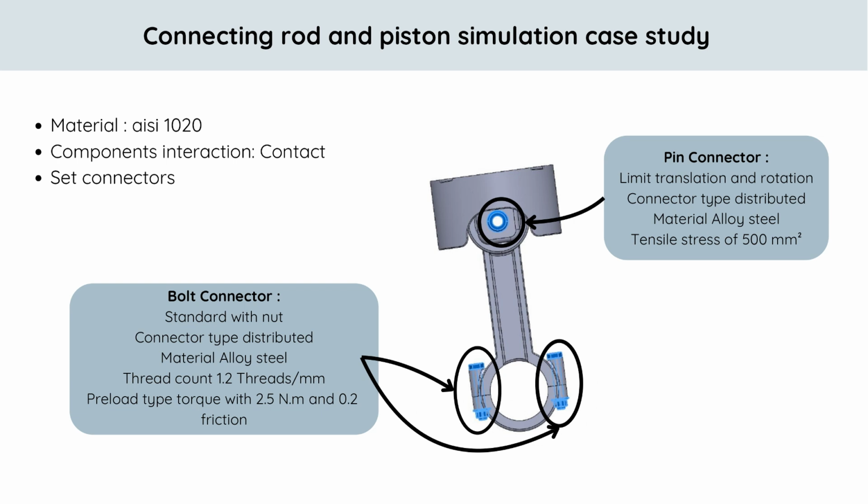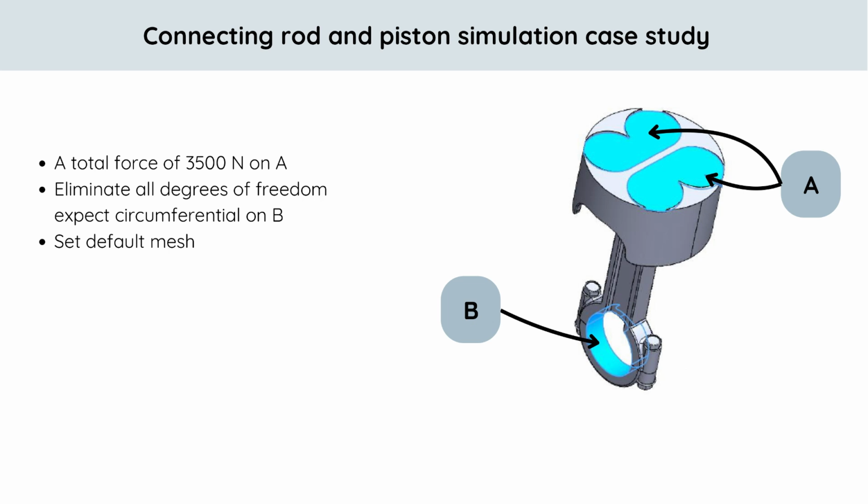First, we have to set our materials. We're going to set it as AISI 1020, set our component interaction as contact, and then set up our connectors. We have two bolt connectors at the bottom, then a pin connector at the top. Then we have to apply a total force of 3500 newtons on surface A, eliminate all degrees of freedom except circumferential on B, and finally set our default mesh.